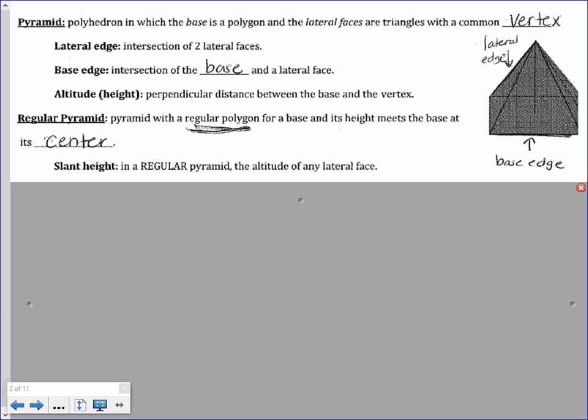Slant heights. This will be kind of new today, and this will be important for us. I'll do my best to get some visuals here. If you imagine some kind of pyramid around me, the regular height would be straight up and down, from the top of the vertex straight down to the base. The slant height would be the height of any of the sides, any of those triangles coming inward. The height of those sides would be your slant height.